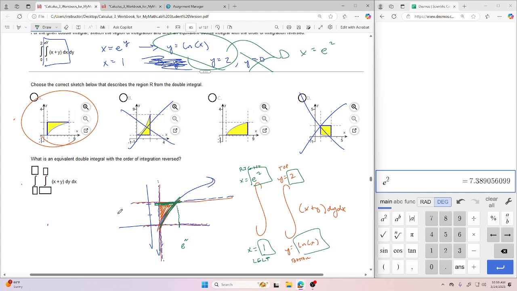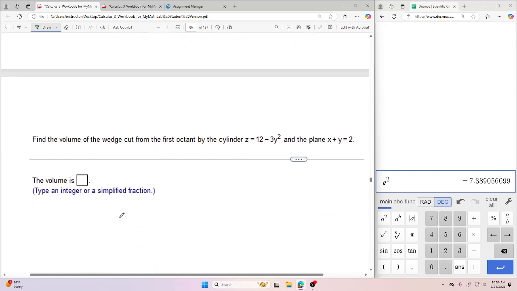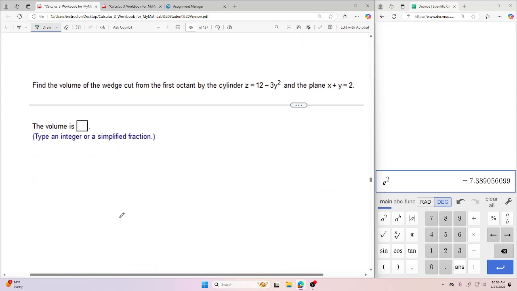Any questions? Are we good? I'm going to move on, okay? All right, the wedge. I got this one wrong before class, and then I said, we'll figure it out later. But then I went and did it again. I got it right.